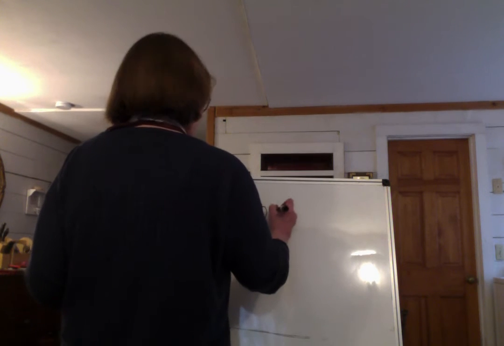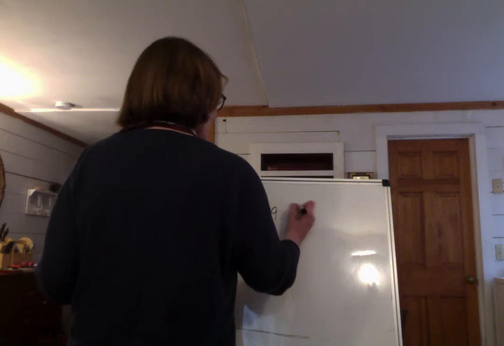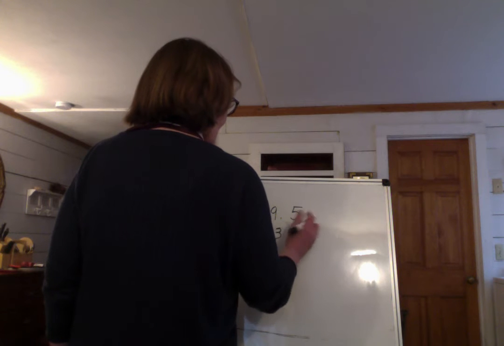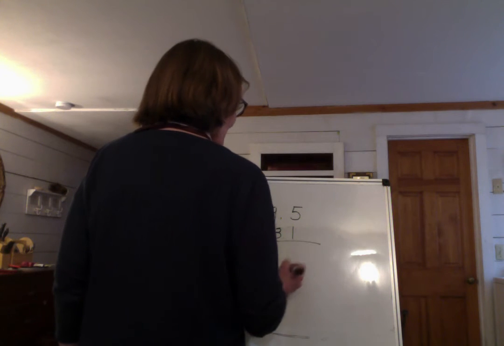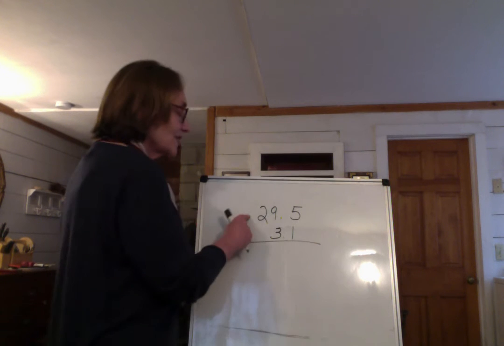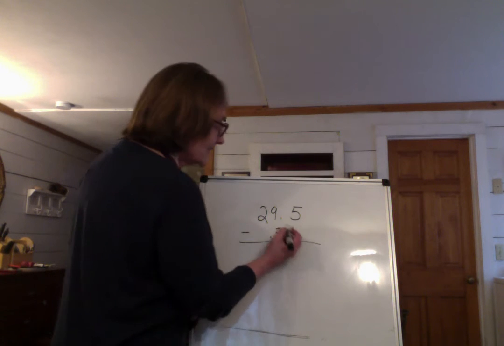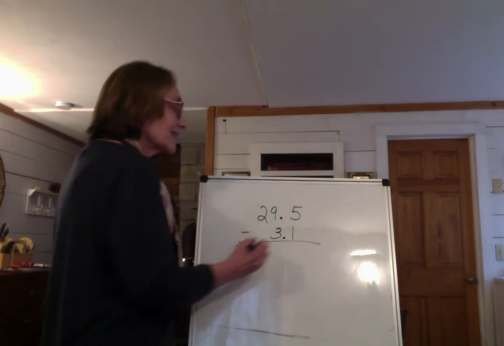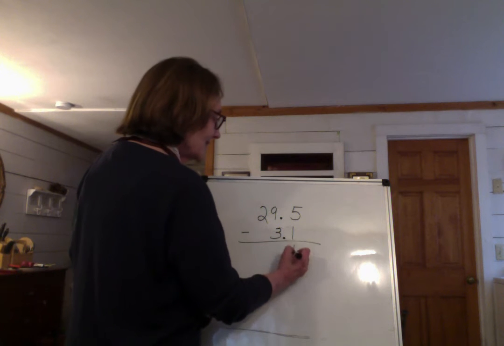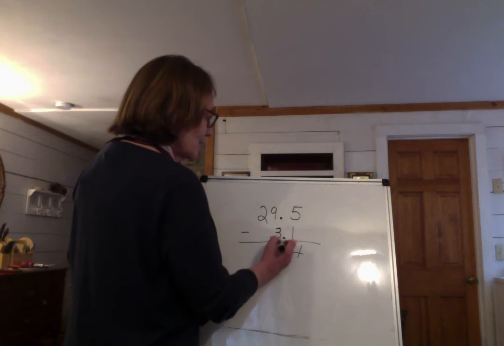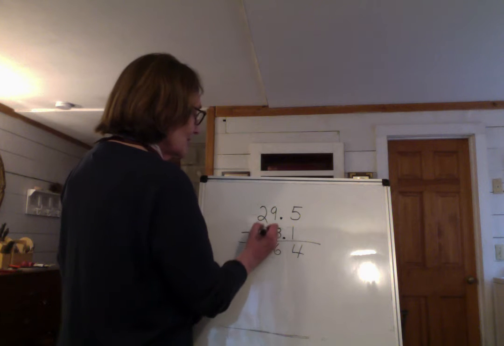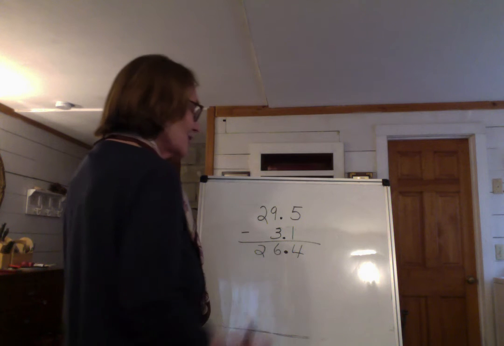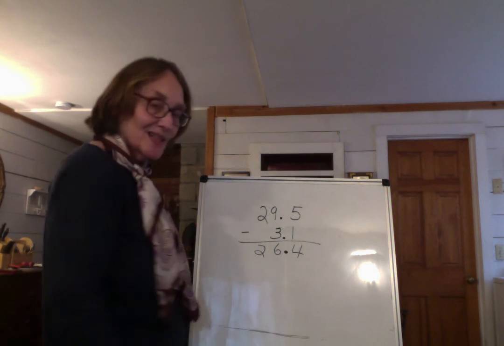29 5/10. Take away 3 1/10. Draw our line. My larger number is on the top. I've lined up the decimal points. There. Let's subtract. 5 take away 1 is 4. 9 take away 3 is 6. 2 take away 0 is 2. Drop down our decimal point. 26 4/10. That's our answer.